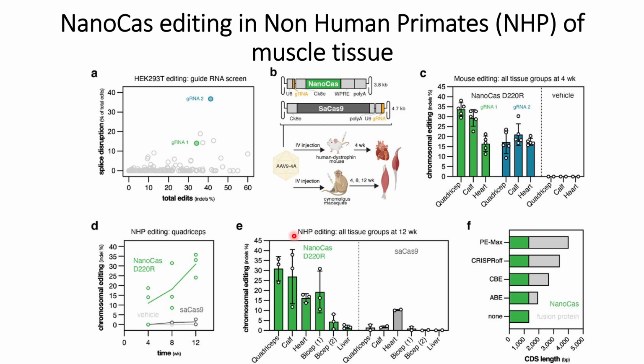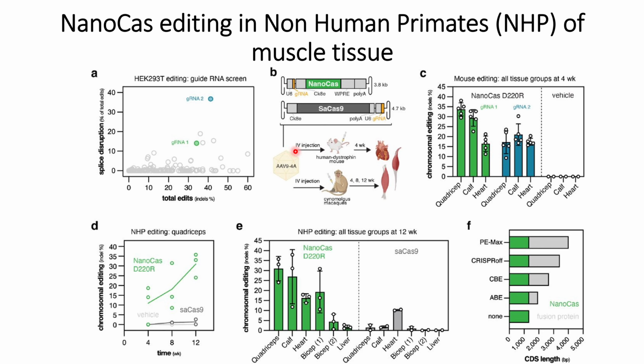Thereafter, they check the NHP editing at the cardiac tissues after 12 weeks, and here also they see that editing with the engineered NanoCas9 gene is high compared to the SA-Cas9 gene in almost all cases. For example, the quadriceps rate is around 30%, whereas with SA-Cas9 it's around 2 to 3%. Similar trends follow even for the heart. The rate of editing is around 15%, whereas with SA-Cas9 it is around 12%.